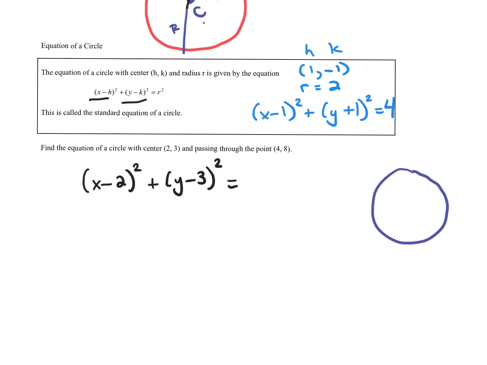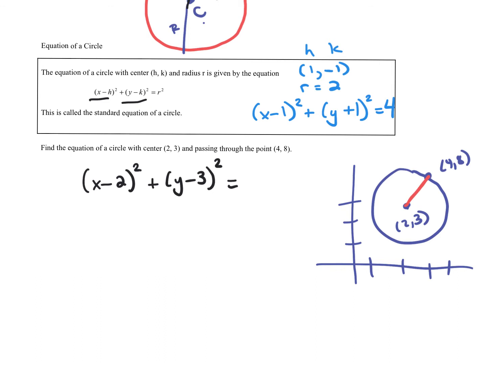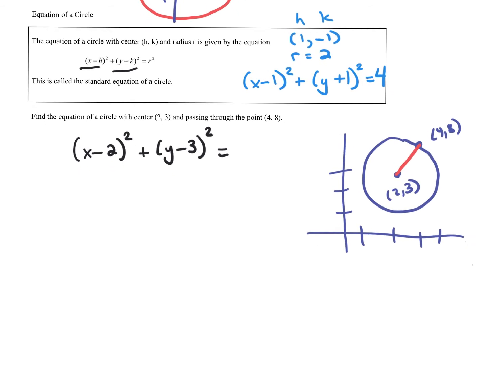So let's say this is (2, 3) on my coordinate plane. There's my center. And then the point (4, 8) is also on this circle. So there's (4, 8), and this is (2, 3). I'm really just trying to find out how far the distance is between those two, and that's going to be my radius. Well, earlier we have a formula to find the distance between 2 points. Remember, distance is going to be the square root of (x1 - x2)^2 + (y1 - y2)^2.